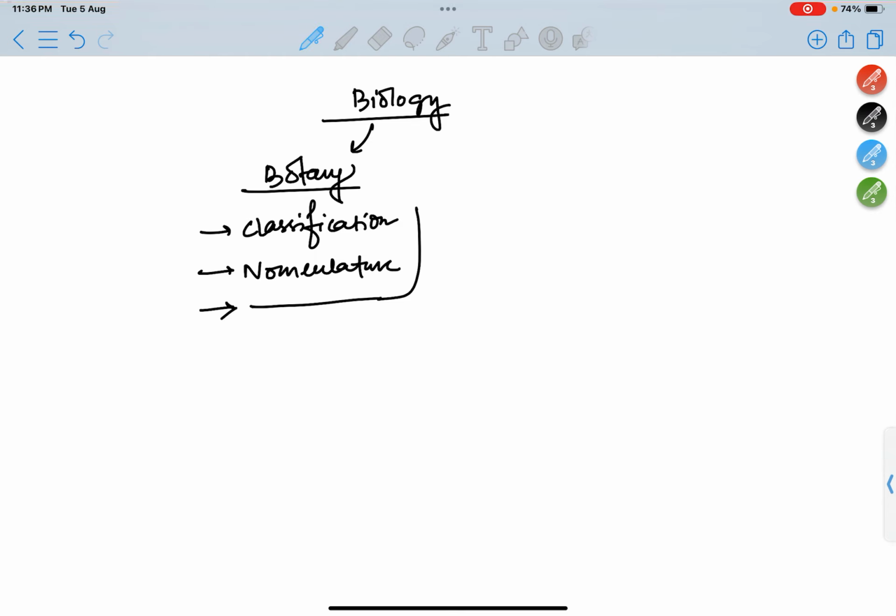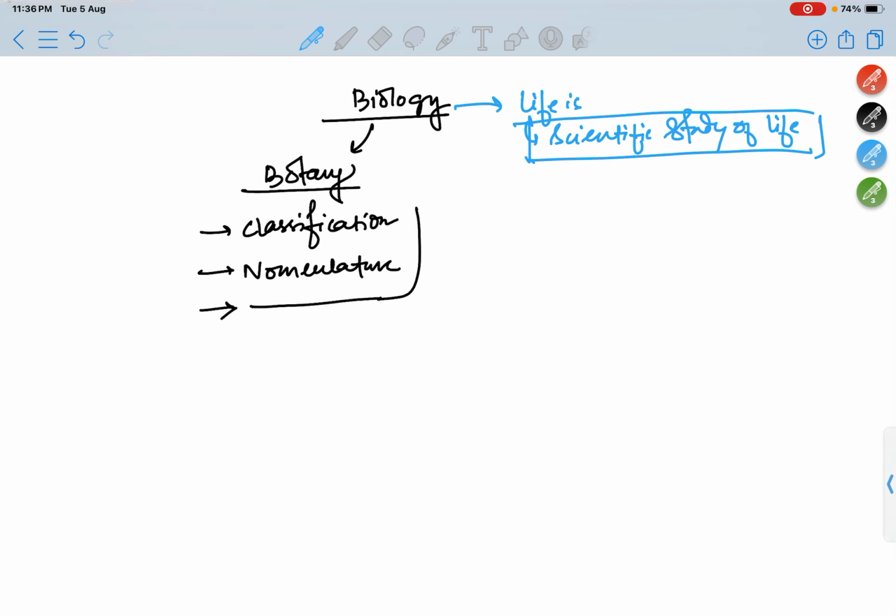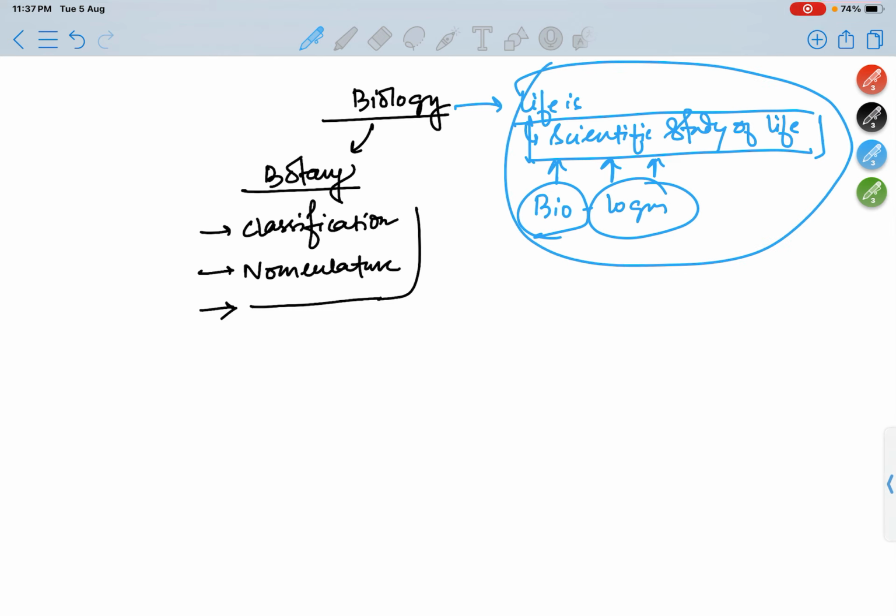What is biology? Biology is the branch of science in which the scientific study of life is done. Whatever book you open, such as Lucent, these definitions will be there everywhere: what is life, what does bio mean, what does logos mean, and so on. But these are things that will never be asked in the examination, so you directly skip them.